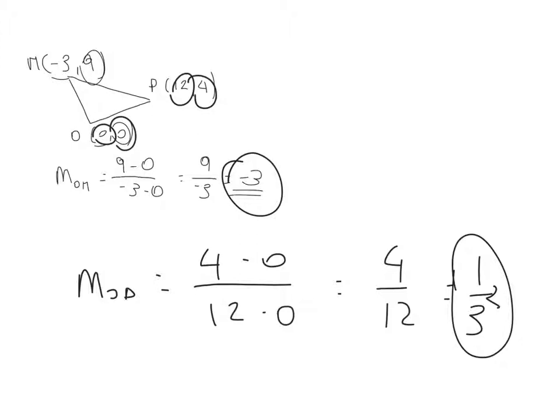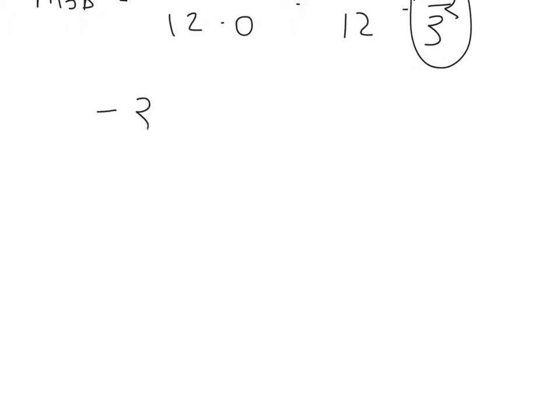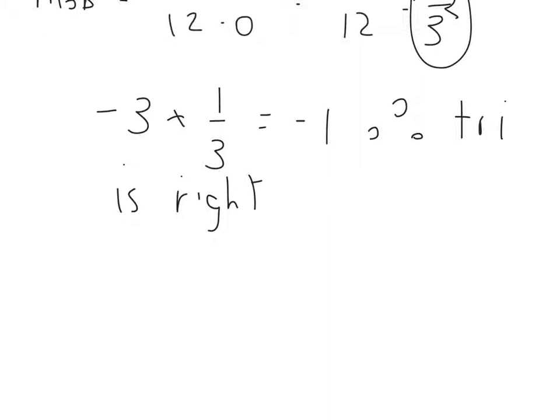So let's formalise this with a final statement. Minus 3 multiplied by 1/3 is equal to minus 1, so it shows that that relationship works. Therefore, the triangle is right angled at O.